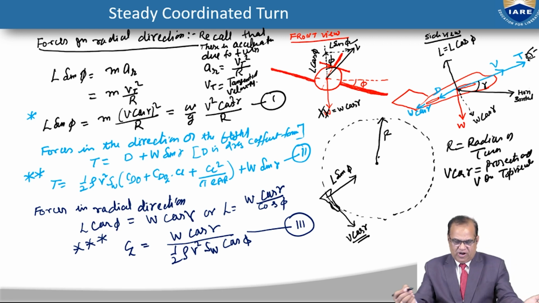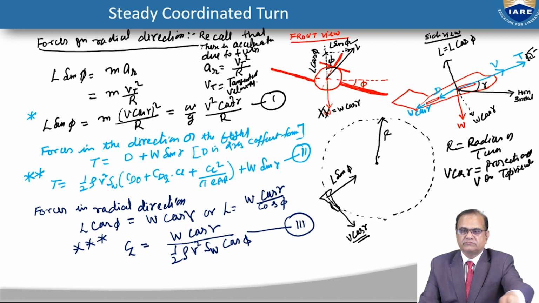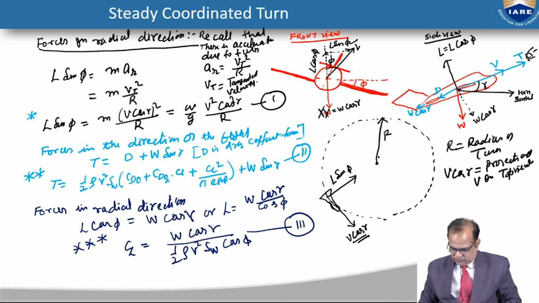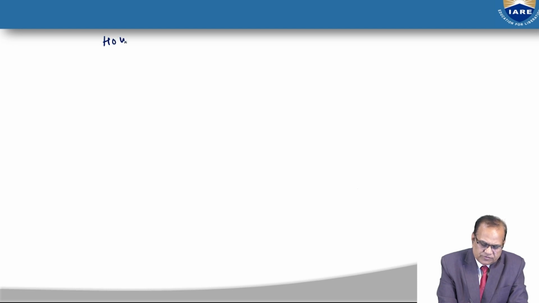So now these equations 1, 2 and 3 will be used to solve the problem. So we will see here how to find out the radius, how to find out the turn.